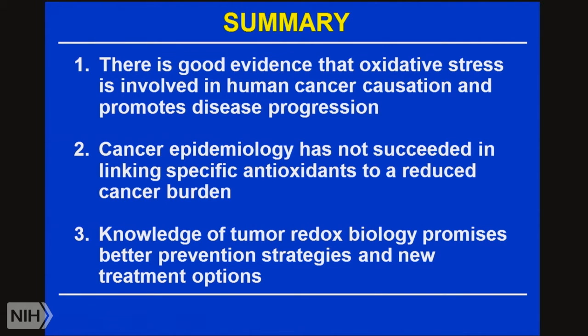And with all of that together, you start classifying subjects: who has a high oxygen radical burden, who does not. Maybe we are then better at classifying subjects, and then also better at linking it to disease. This just costs more money, and that's a problem. Okay, good. I'm still optimistic, because I do the research. And knowledge of tumor redox biology brings better prevention strategies and new treatment options.